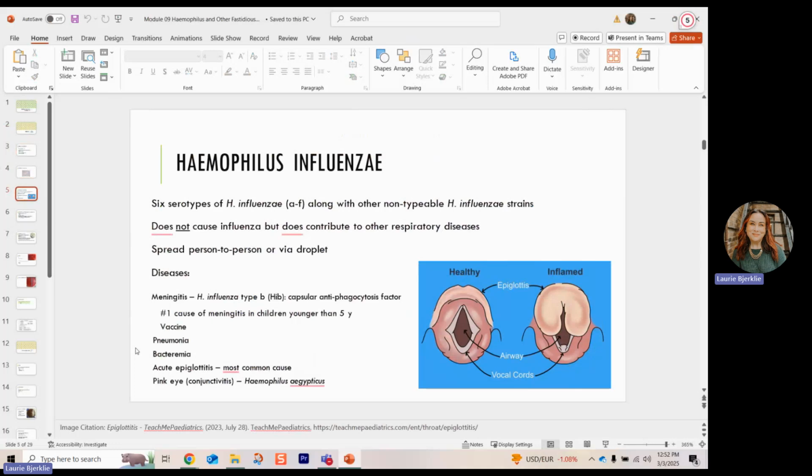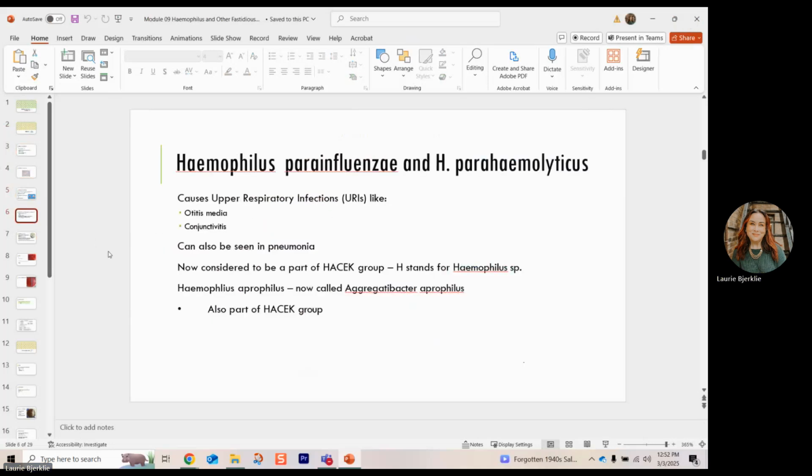Those are the overall bigger diseases that Haemophilus influenzae has been linked with. Of course, it's lots of respiratory stuff. There are other respiratory illnesses that it can cause infection of. These are just some of the big ones here. All right, Haemophilus parainfluenzae and parahaemolyticus both are known to cause lots of upper respiratory infections like otitis media, which again is ear infections, and conjunctivitis, so eye issues, pink eye, things like that. They can also be seen with lower respiratory infections, such as pneumonia.